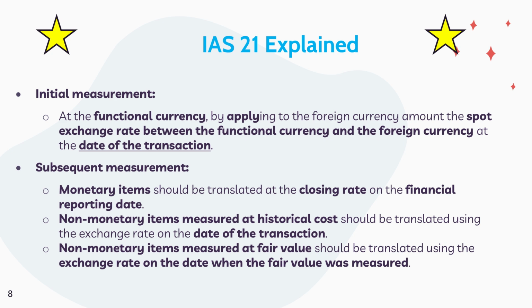For non-monetary items, those are actually measured at historical cost, which should be translated at the date of the actual transaction. So for example, something that you bought a while ago, like plant, property, and equipment, will be translated at the exchange rate on the date of the actual transaction, which is a while ago. For non-monetary items measured at fair value, you would use the exchange rate on the date when the fair value was measured.